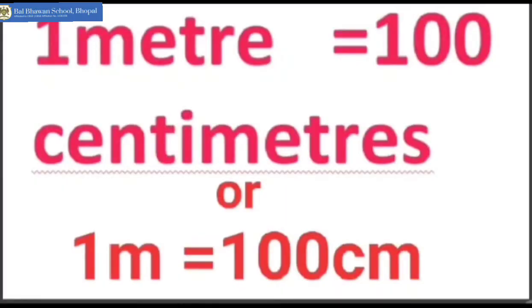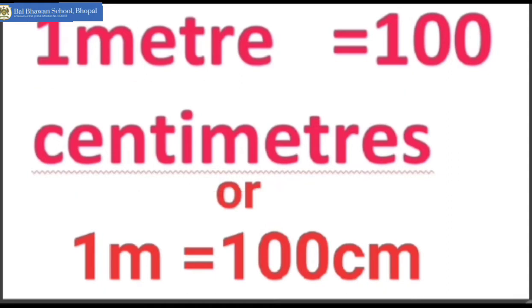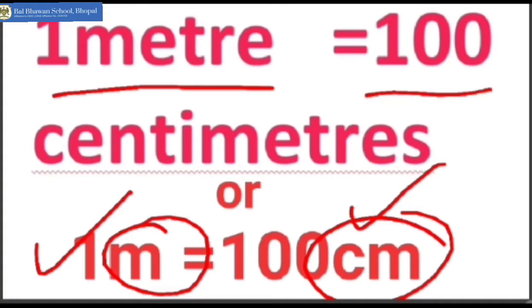Remember children, 1 meter holds 100 centimeters and we can express this in short form also. While we are solving conversion sums, we are going to express it in short form also. For example, here you can see I have written 1 meter which is equal to 100 centimeters or cm. So these are the short forms and remember the value 1 meter has 100 centimeters.